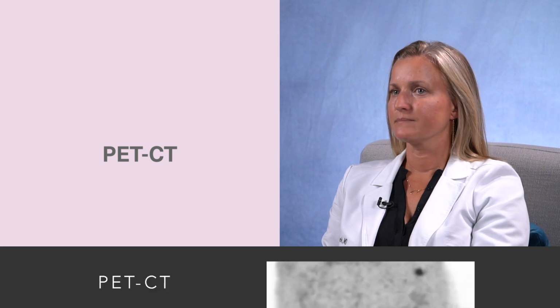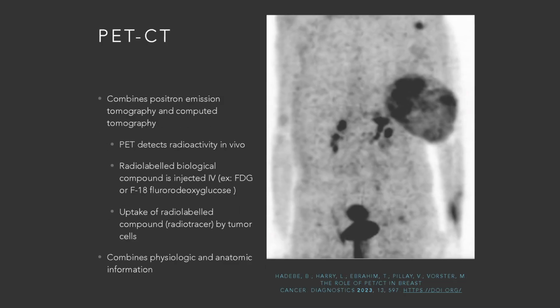So PET-CT. PET-CT is combining positron emission tomography and computed tomography. So PET is detecting radioactivity in the body. We label biological compounds with radioactivity, and then that's injected. Often this is FDG, or a glucose compound. There's uptake of the radio tracer by tumor cells, or it can be taken up by other cells that are rapidly turning over. For example, an infection may take up the radio tracer.